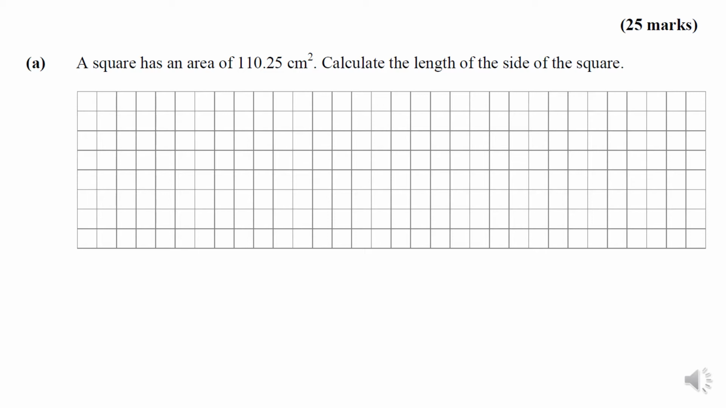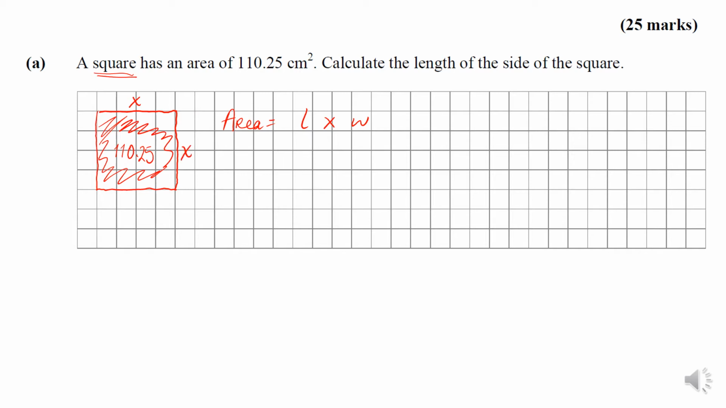Okay, so reading carefully. Firstly, the shape we have is a square. Now what's special about a square is that its length and its width are equal. And we have its area, or the surface it covers, is 110.25. How do you get the area of a square? Length by width, same as a rectangle, but in our case the length and the width are the same size, which is x times x.